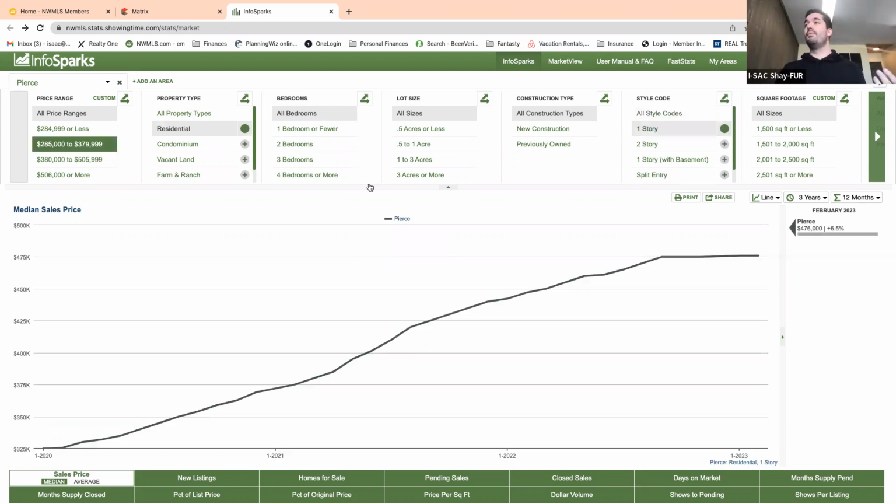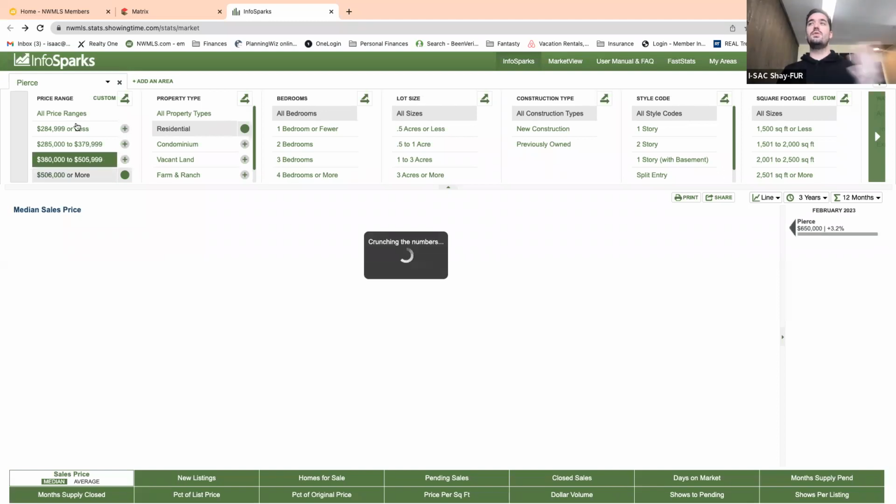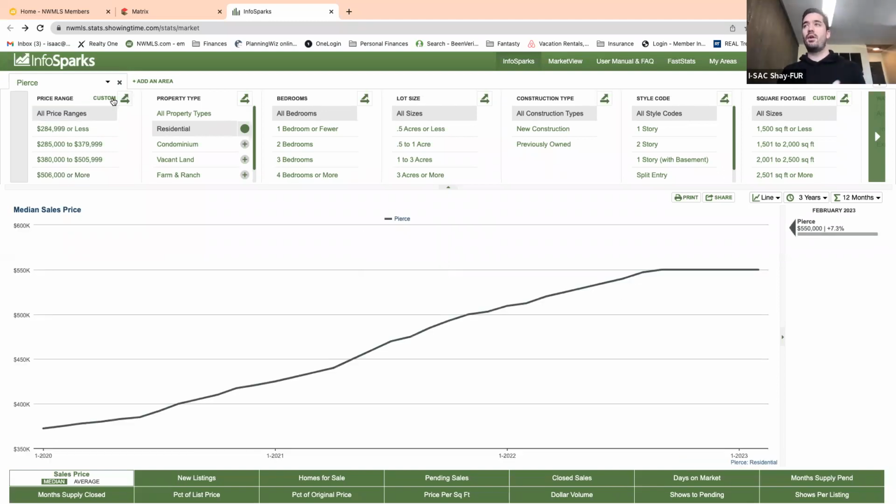Or if you want to do this for homes above 506,000, you can do that. So you can do all that. You can go custom on all these different things too. Sometimes this is good, whether you're using this for a social media video or post or going into a listing appointment. This is actual data that you can print out and bring.